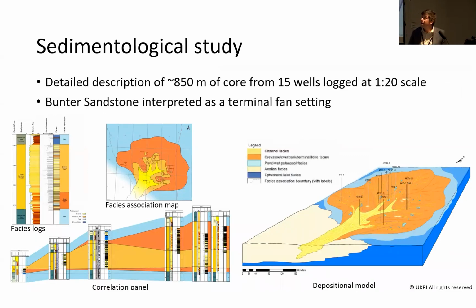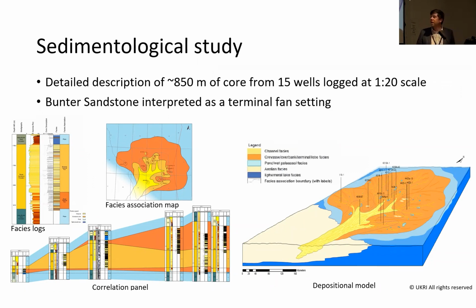We've also undertaken a regional sedimentological study. So we've done a lot of core logging. We've developed detailed descriptions of some 850 meters of core taken from 15 wells, logged at a fine scale of 1 to 20.